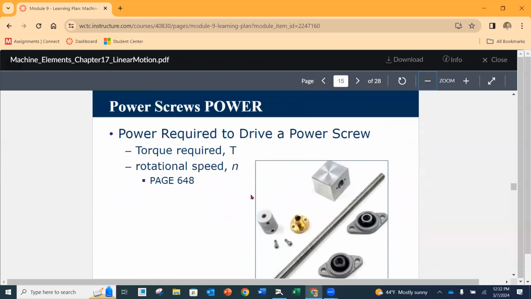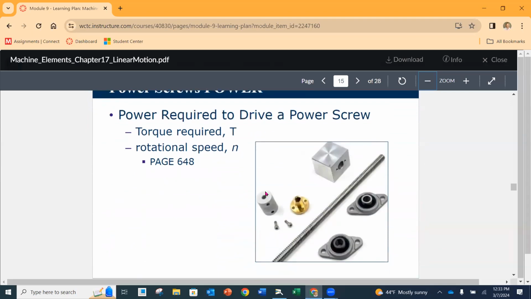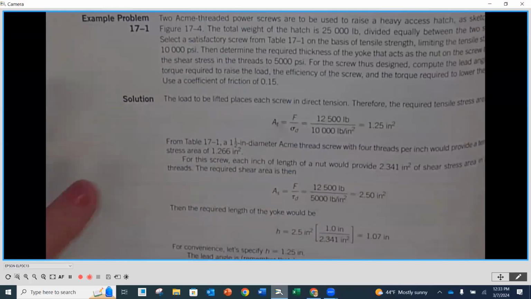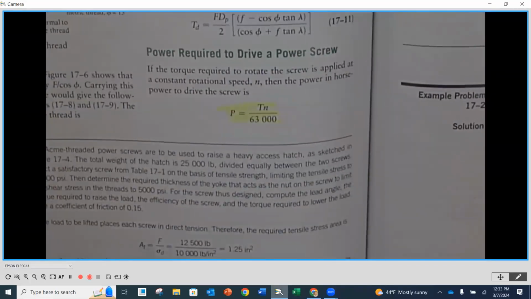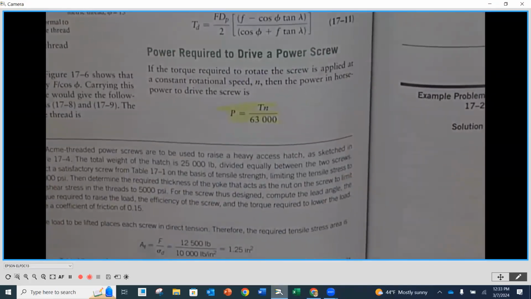And then very lastly is calculating the power that's required for these applications. So what is the horsepower, knowing the torque and the rotational speed? And it's our familiar P is equal to T times N divided by 63,000.